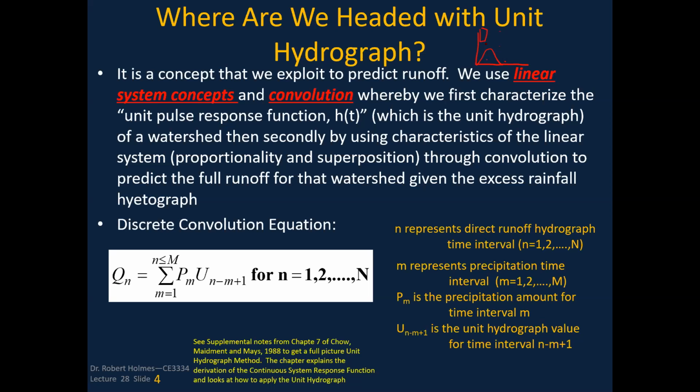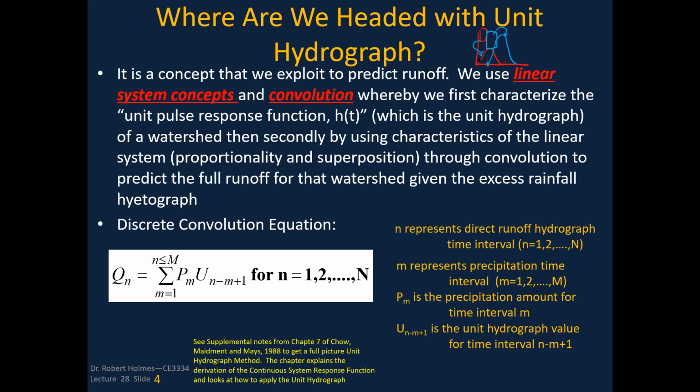Let's say that then I have 2 inches of rain, and let's change the color here. If I have 2 inches of rain next, I don't start it right here, I can just shift my unit hydrograph down. And now I multiply that ordinate by 2, and I have something that looks like that. So from the 2 inches of rain, the blue hydrograph here is what would respond. The red hydrograph is for half an inch of rain.